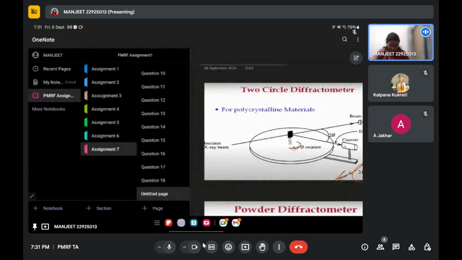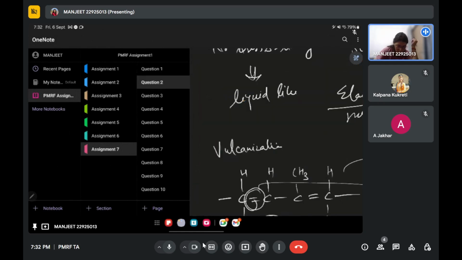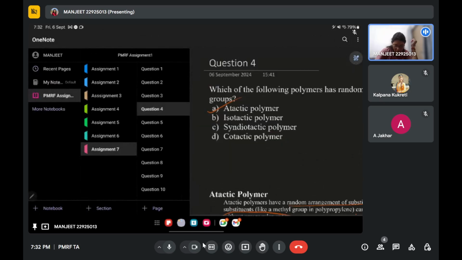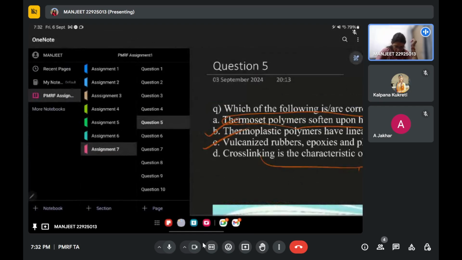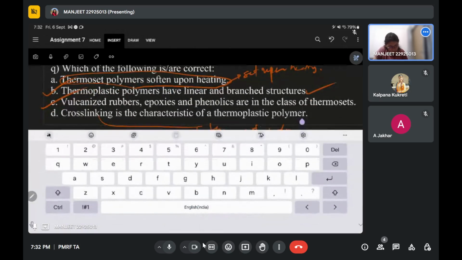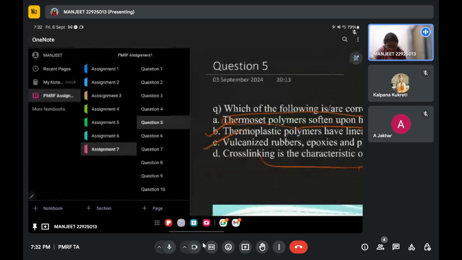So this is all about assignment number seven. In the first question, we discussed the three types of side group arrangement, named atactic, isotactic and syndiotactic. Later, in question number 5, we discussed thermoset and thermoplastic. We distinguished that thermosets are irreversible and thermoplastics are reversible.